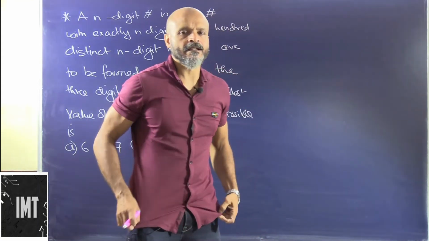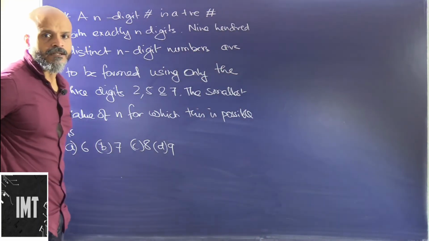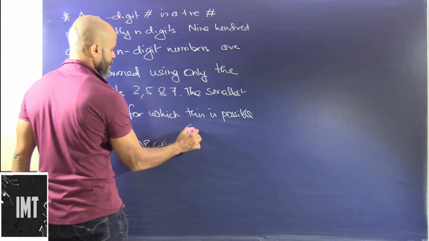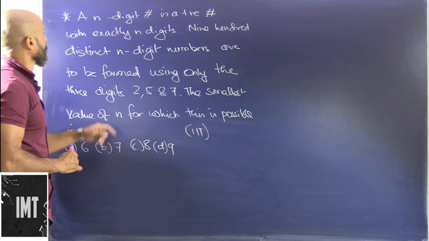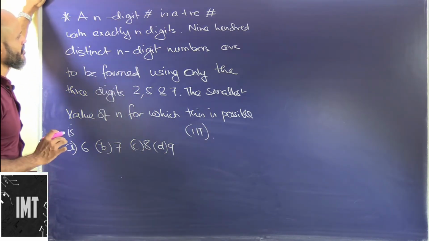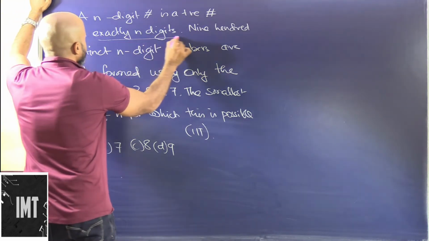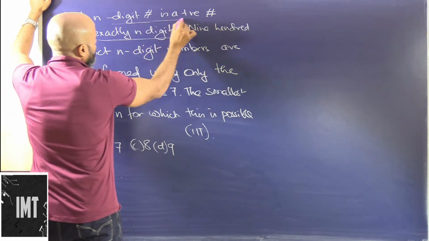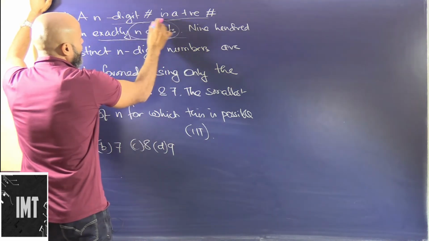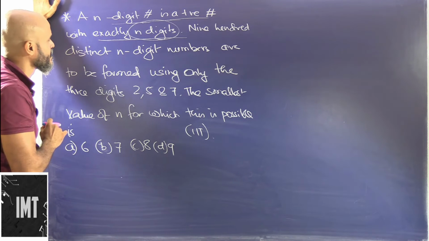Okay, so let's take up another problem. This one is also from IIT. A n digit number is a positive number with exactly n digits. It has got exactly n digits.